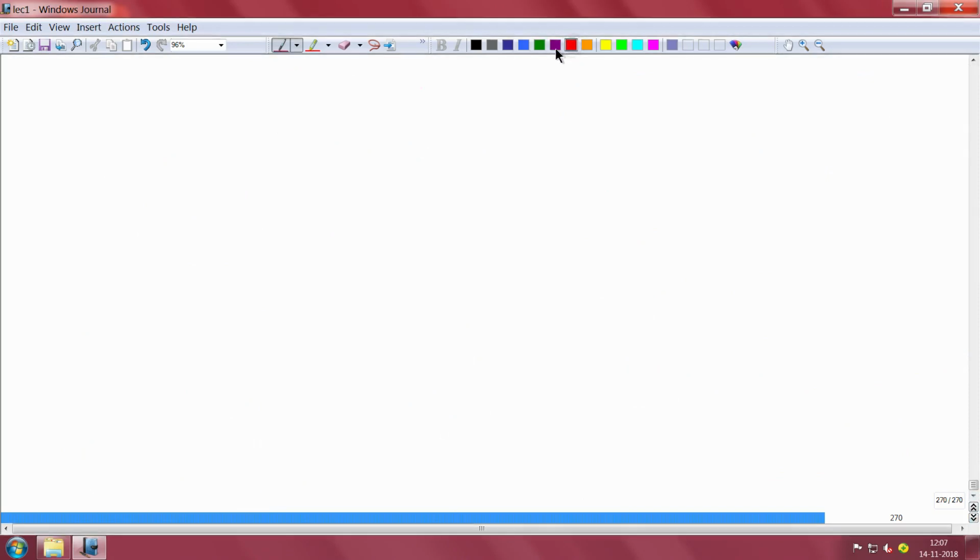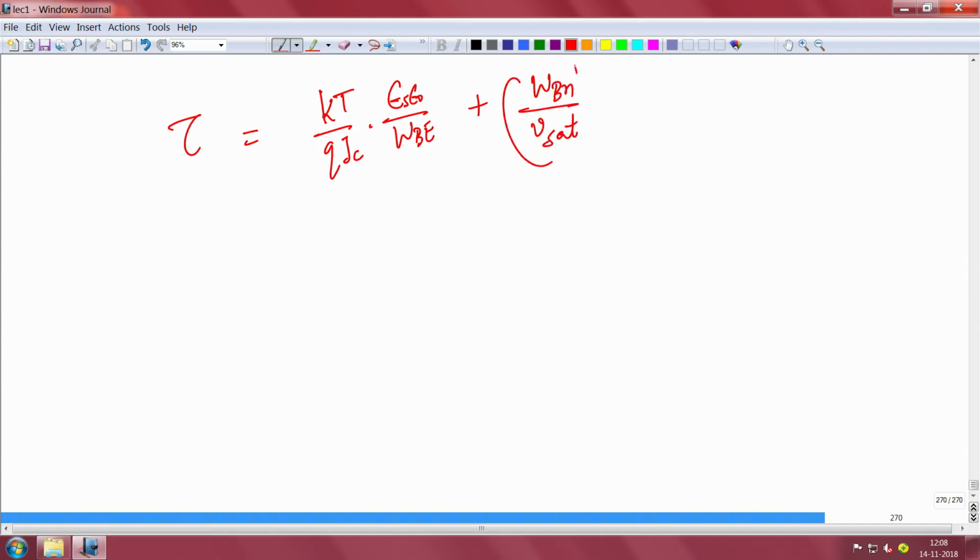So let us write them down. The total delay is given by the base emitter delay, which is responsible for the charging and discharging of the base emitter capacitor that we had just talked about. The base emitter delay will be KT by Q IC into epsilon S epsilon naught by WBE. Then there are two components of base delay. One is the base transit time by velocity saturation, that is the time taken to cross the base. The other is the charging and clearing up of the charge stored in the base.